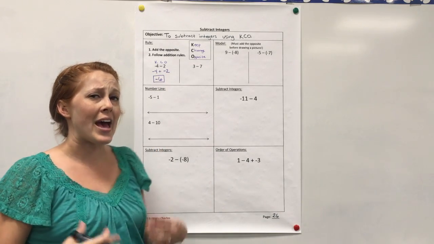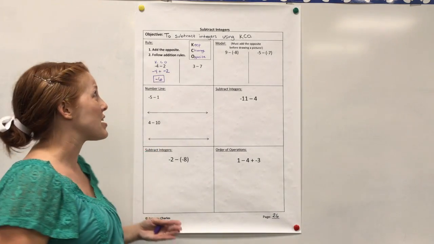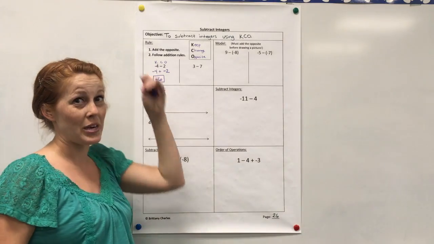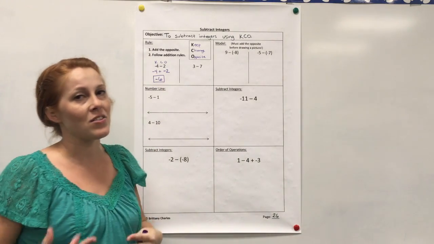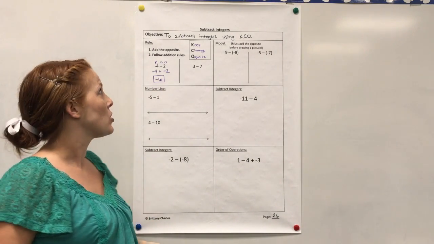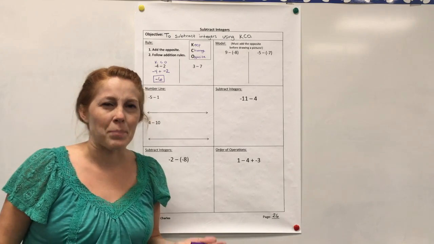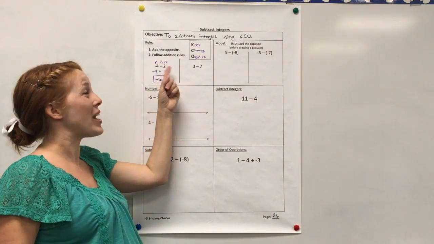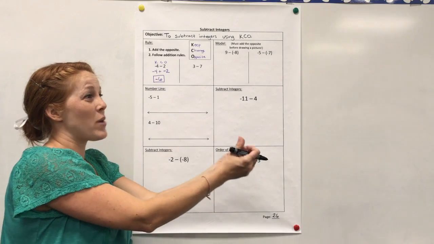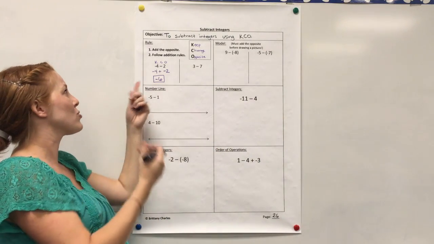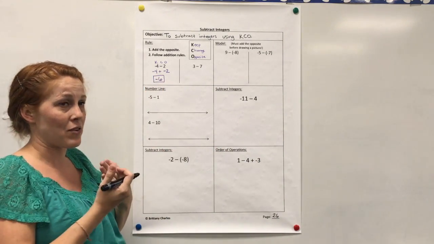So it's very similar to adding integers. The only thing is you have to do KCO, keep, change, opposite first, and then you treat it like adding integers. Okay? And why are we adding the opposite? Well, if I take away 2, I'm taking away a positive, so it's going more negative. So that's the same thing as adding a negative number.